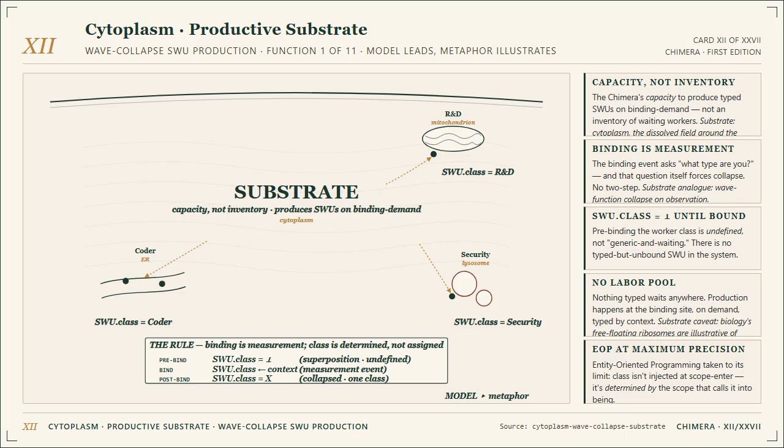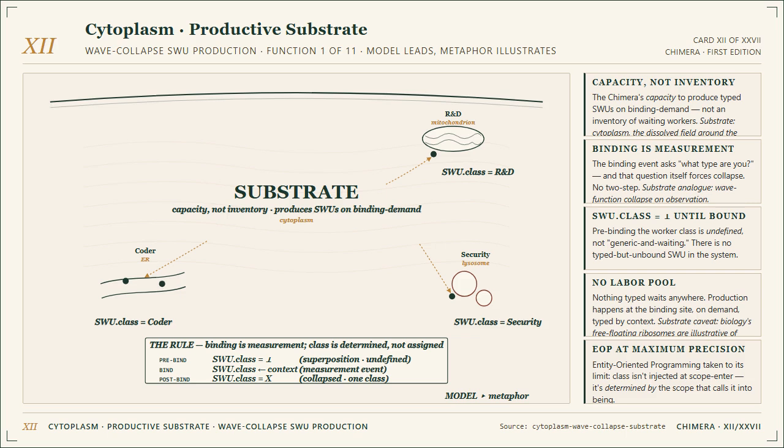Notice what's drawn here and what isn't. The faint wave pattern across the middle says capacity. The central label reads substrate with cytoplasm underneath. Function leads, biology decorates. There are no ribosomes floating in the substrate. There is no pool of waiting workers. The substrate holds the capacity to produce SW. It does not hold an inventory of them.